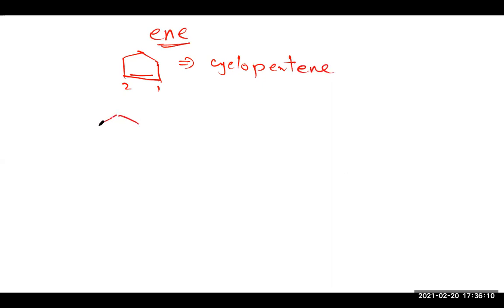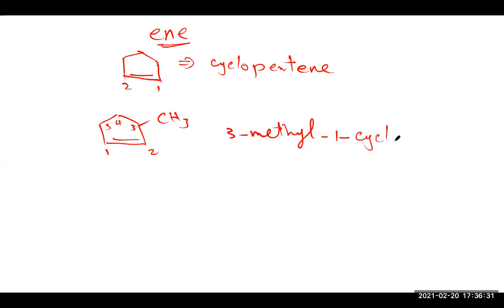Okay, we could have a substituent inside this one, so it may be like this. So I will count 1, 2, 3, 4, 5. So this one will be 3 methyl. And we can put the number of the double bond or not, because it will always be at 1. So you can put 1 or not. Okay, cyclo and pent, because it's 5 and it's a double bond. So it should end with ene. So cyclopentene.